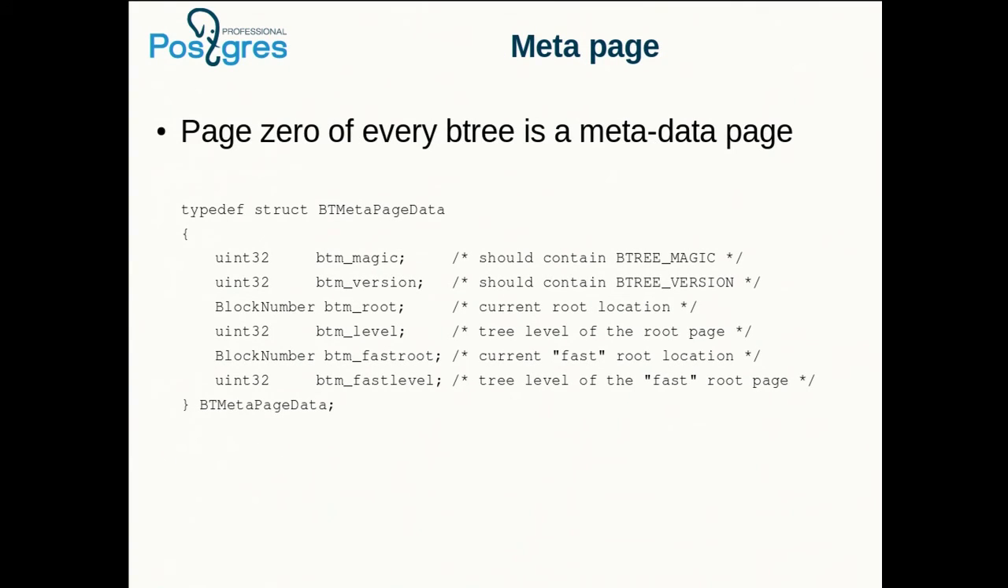The internal structure of B-tree is the following. Every B-tree page 0 is a meta page. Its layout differs from other pages' layout. It only has one structure which contains metadata. It has information about layout version, about root location, and about the number of levels in the tree. One more interesting thing is that levels are numbered from leaf to root. It makes addition of a new level much easier. We don't have to re-enumerate all the pages.